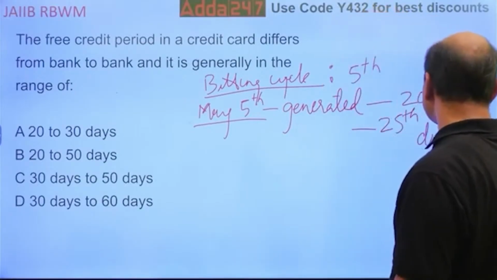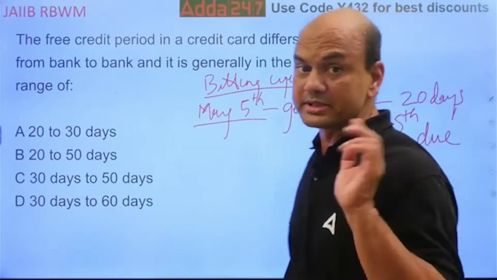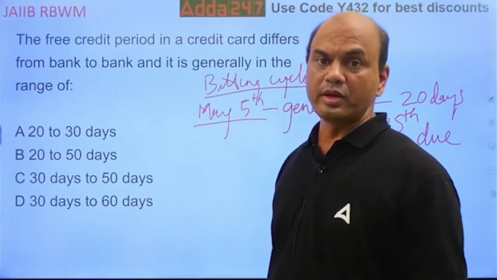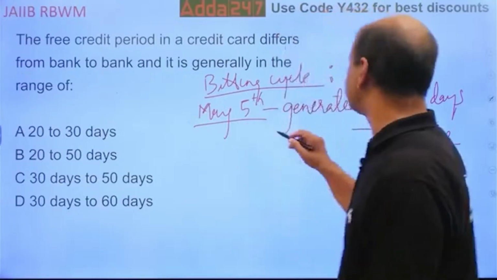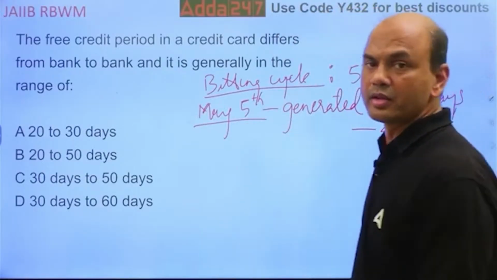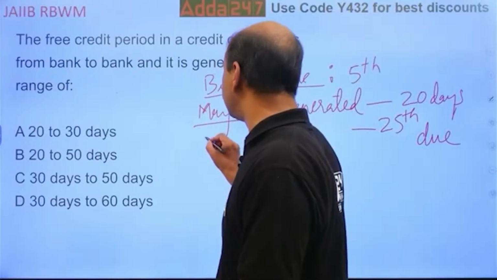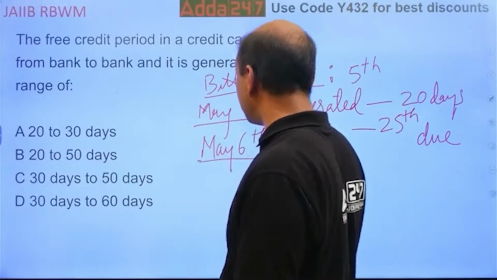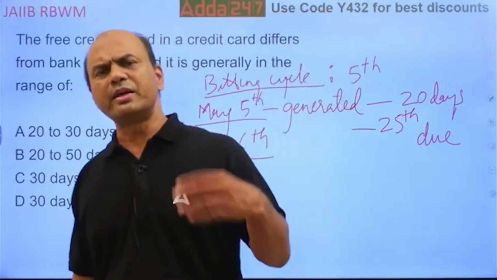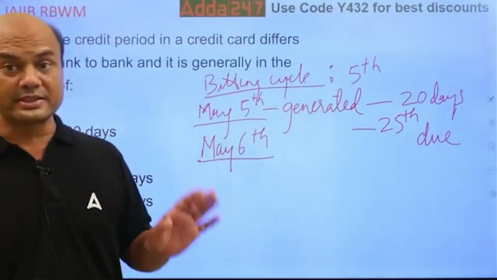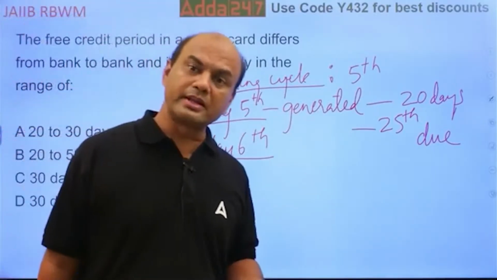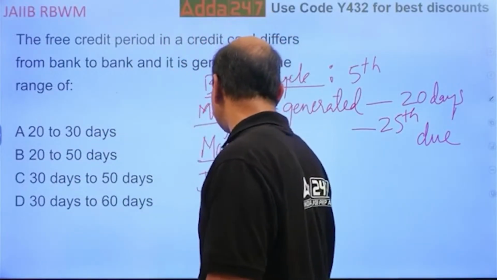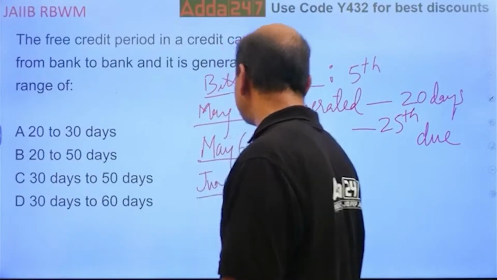So due date is the 25th. I'll have to pay on the 25th. But the bill is generated on when? Bill is generated on the 5th of May. Got it? So now understand how many days am I getting? 20 days minimum. Now suppose, let's say, I purchase something on May 6th. May 6th morning I purchase something. When will I be billed for that? I will be billed in the next month. So I'll be billed for this on June 5th.